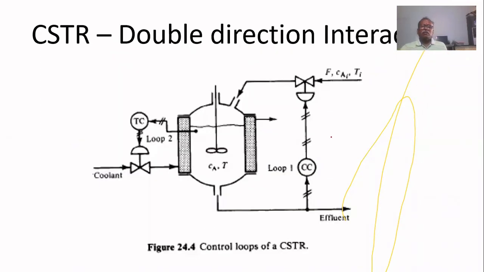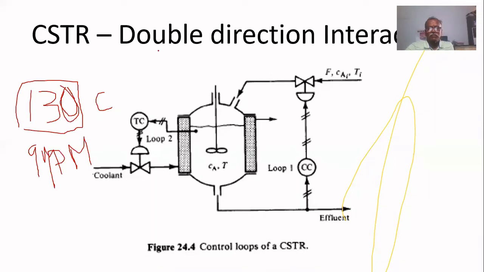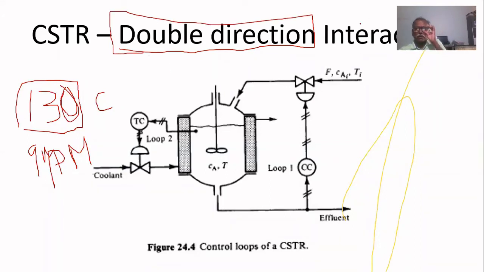Another example has a double direction interaction. Now let us see about double direction interaction. For the double direction interaction, let us consider another CSTR.